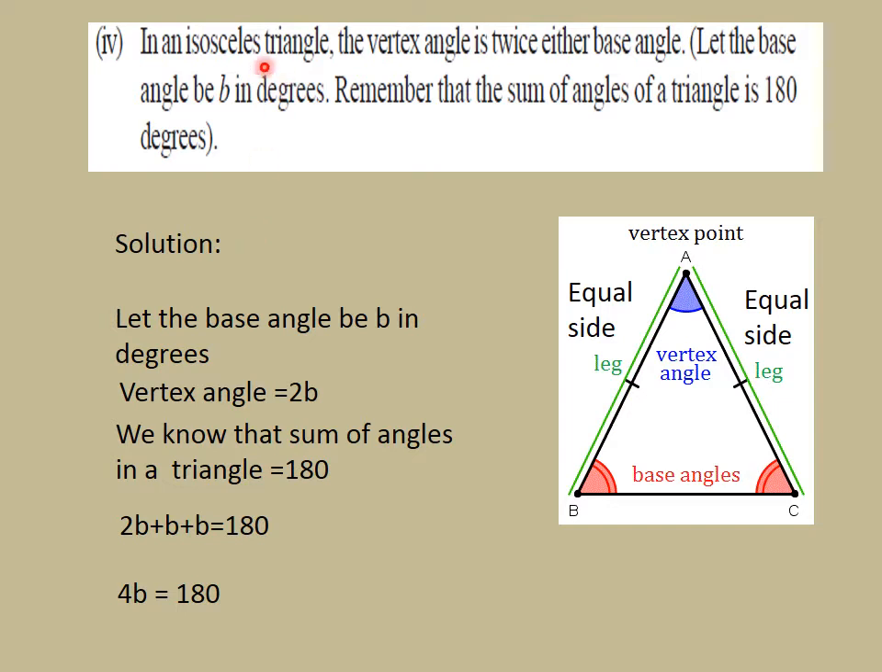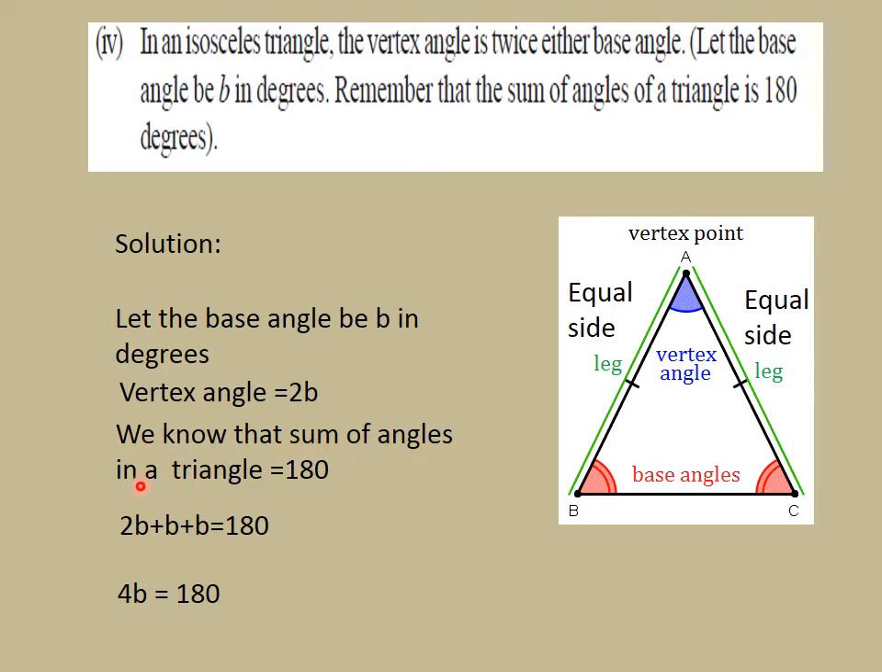And what is the vertex angle? The vertex angle is twice either base angle. There are two base angles, but the vertex angle is twice one of the base angles. So the vertex angle is 2 times B.